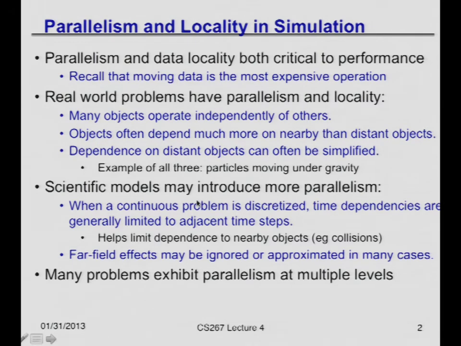So then, when you actually write down a scientific model, a mathematical model that you're going to use for the simulation, that can introduce even more parallelism. So for example, if you take a problem that's continuous, billiard balls moving around, time is continuous, but you're only going to simulate it at discrete time steps because that's what the algorithms do. And so that's going to minimize the amount of dependency. If you only need to go from time t to t plus 1, then that's going to limit how many objects you can possibly have to communicate with, because things can't move that far in just one time step. So we're going to take advantage of that as well.